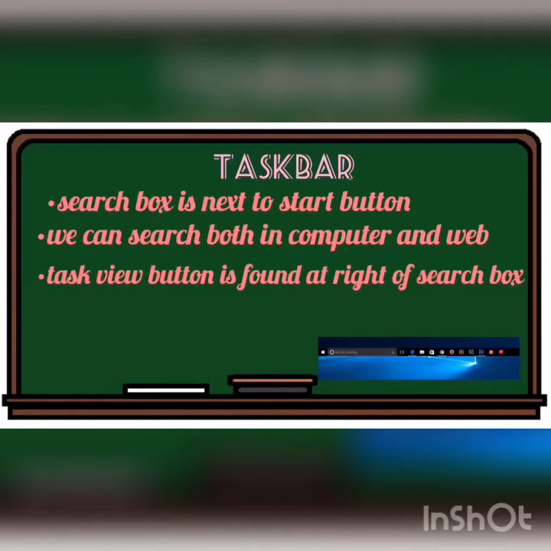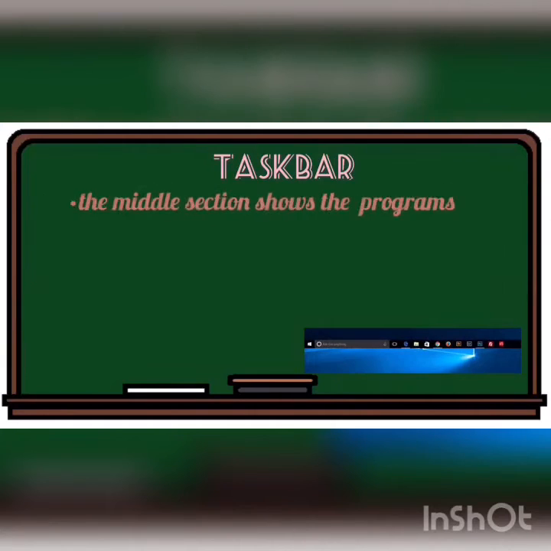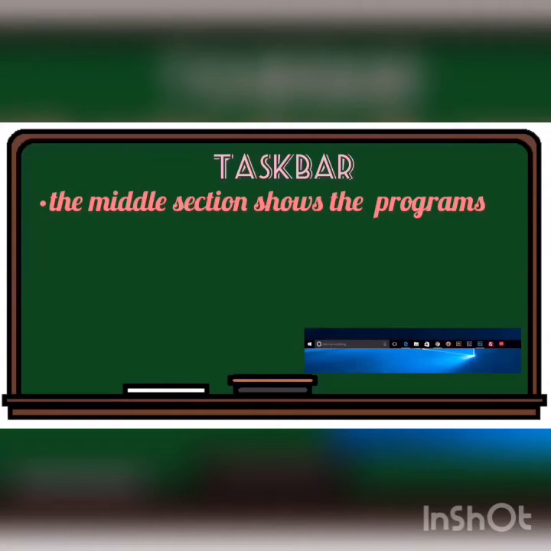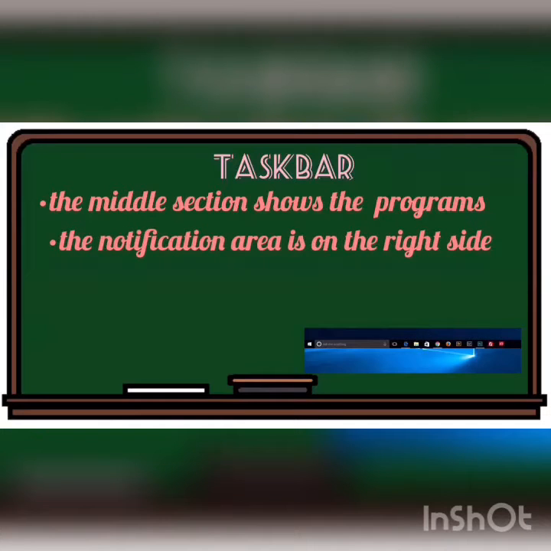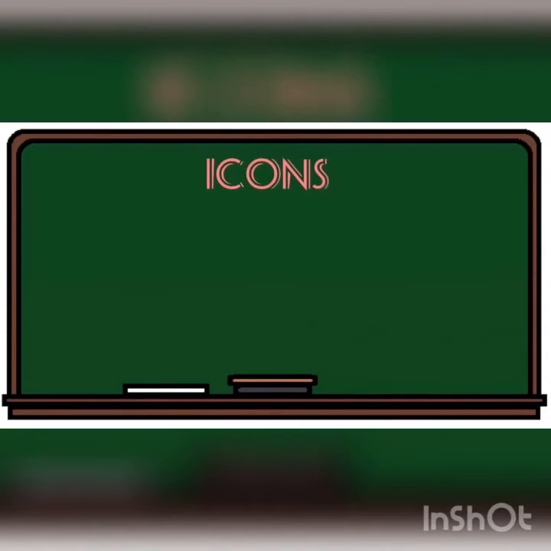And we have a task view button at the right of the search box. What is it used for? We can create multiple desktops at the same time. That is the extra feature in Windows 10. Okay, this is about the taskbar, and in the middle section you will have a lot of programs. As you know, in Windows 7 also you might have seen whatever programs you're opening will come in the middle. And the right end of the taskbar is the notification area, where we can see the clock, network connectivity, battery and volume.